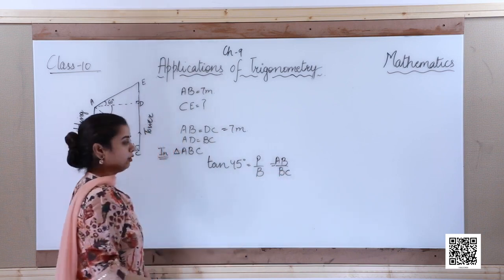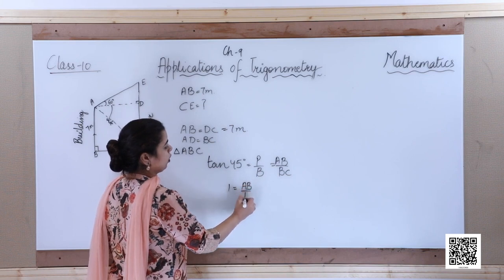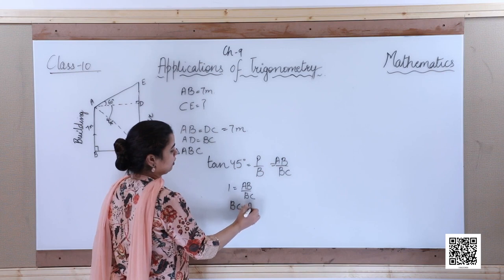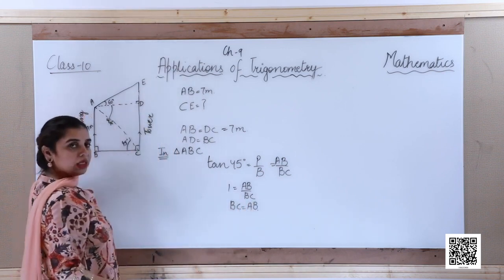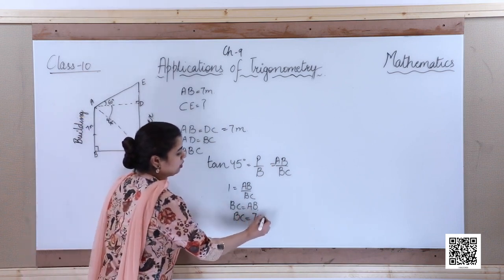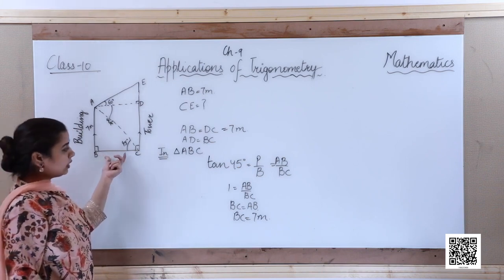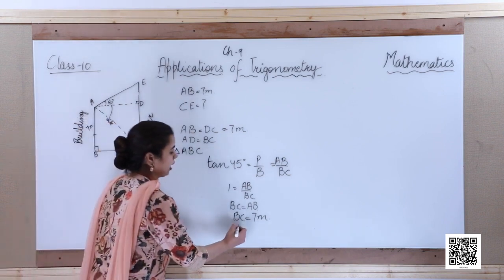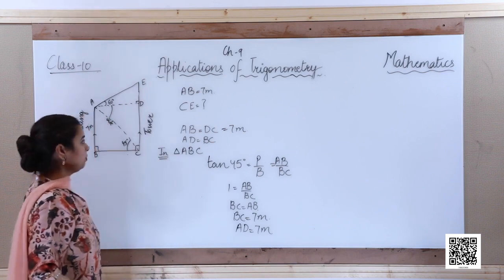What is the value of tan 45? It is 1. 1 is equal to AB upon BC. So we can say that BC is equal to AB. Now what was the value of AB? It is given to be equal to 7. So BC is equal to 7 meters. So I found this equal to BC, and I already stated that BC is equal to AD. So therefore AD will also be equal to 7 meters.